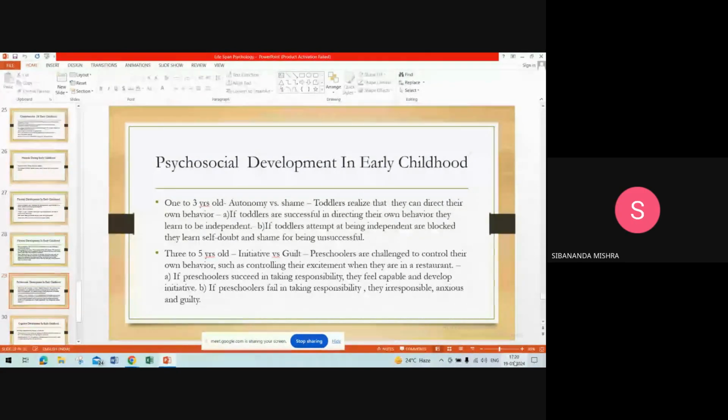Yes. So, in this stage, as per Erikson, children start to realize that they can direct their own behavior. If toddlers, meaning 1 to 3 years old children, are successful in directing their own behavior, they learn to be independent.